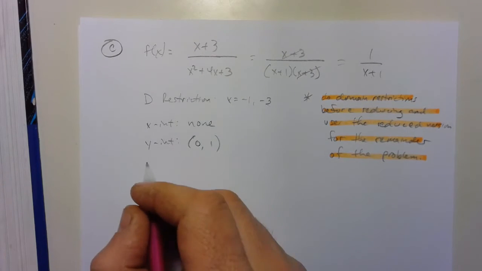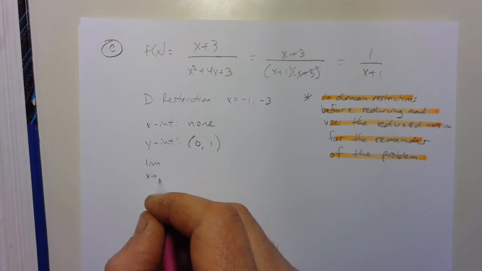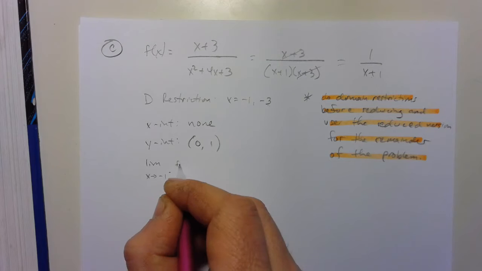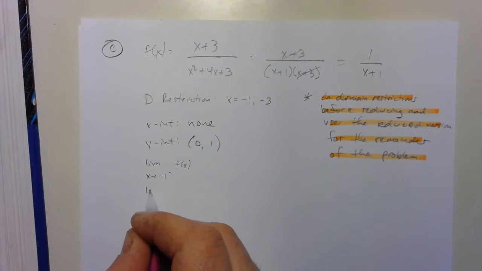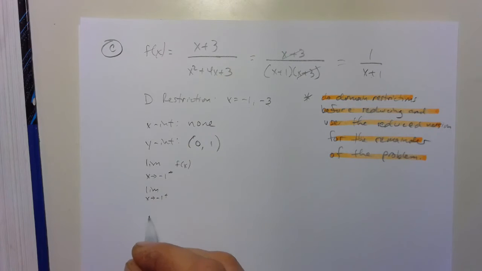Okay, so let's do our limits now. As x approaches -1 from the left. X approaches -1 from the right. X approaches -3 from the left. X approaches -3 from the right. And the limit as x approaches infinity, and the limit as x approaches -infinity.